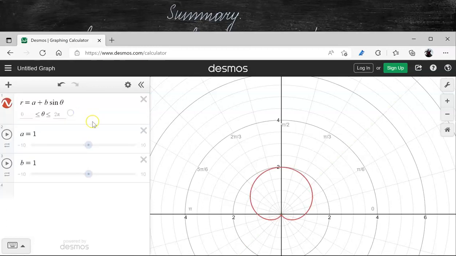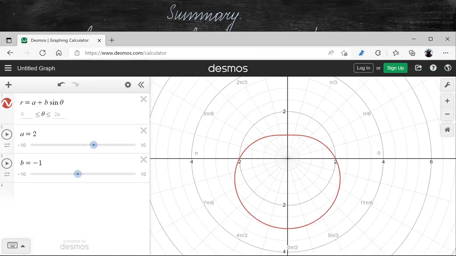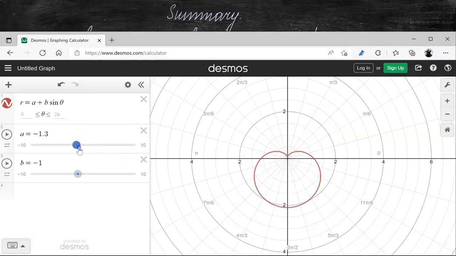cardioid and meh curve and limaçon. So when a equals b in absolute value, so it doesn't matter, a could be b or negative b, you're going to get a cardioid. When the absolute value of a is greater than the absolute value of b, you're going to get this type of shape. Meh curve sounds pretty much appropriate. And when a is going to be less than b, you're going to get this interesting behavior right here. You're going to get a loop inside of the loop. So, and this is what we call a limacon.